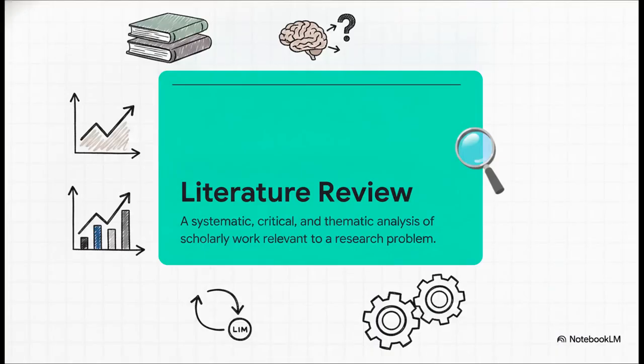If it's not a list of summaries, what exactly is it? Well, the formal definition is that a literature review is a systematic, critical, and thematic analysis of published scholarly work relevant to a research problem. The crucial takeaway here is that this chapter is the scholarly backbone of your thesis. If Chapter 1 proves your problem exists, Chapter 2 proves you deeply understand the existing body of knowledge, the methodologies being used, the contradictions, and exactly what limitations are holding the field back.